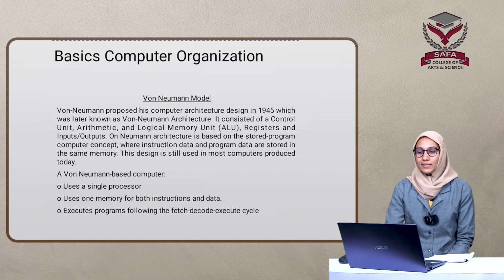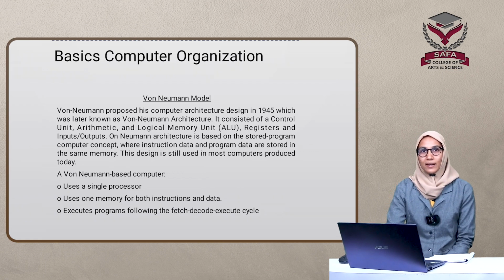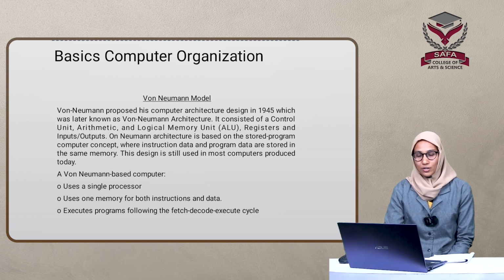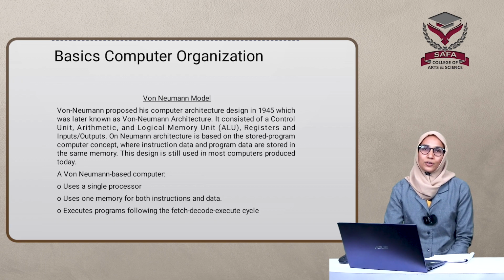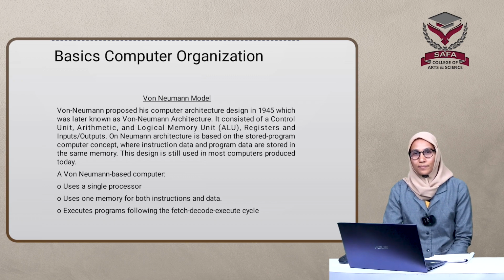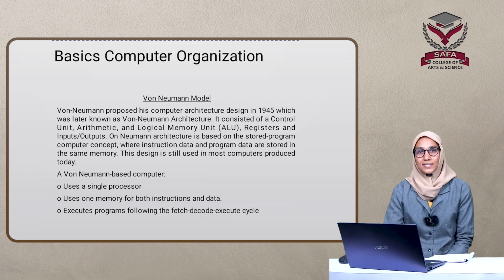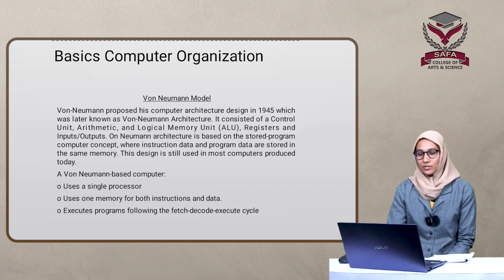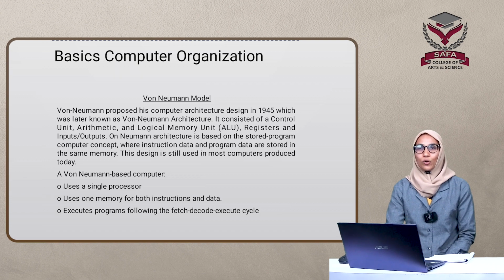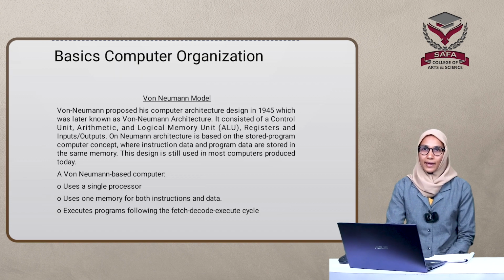Next, our topic is basic computer organization. First one, the von Neumann model. Von Neumann proposed his computer in 1945, which is later known as von Neumann architecture. The von Neumann architecture consists of a control unit, arithmetic and logic unit, registers, and input and output units. Von Neumann based computers use a single processor and one memory for both the instructions and data. Both are shared.